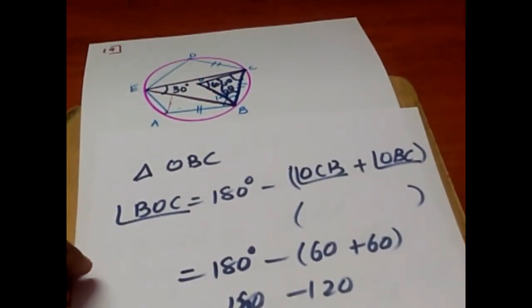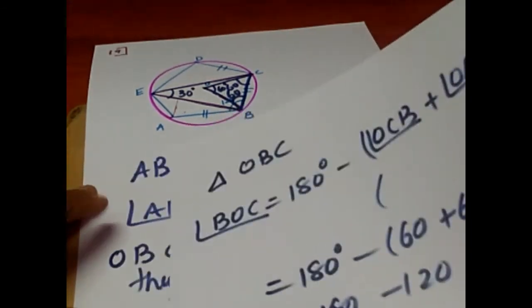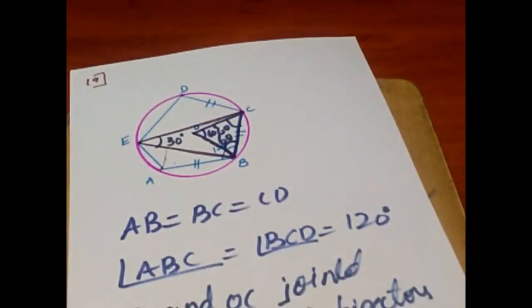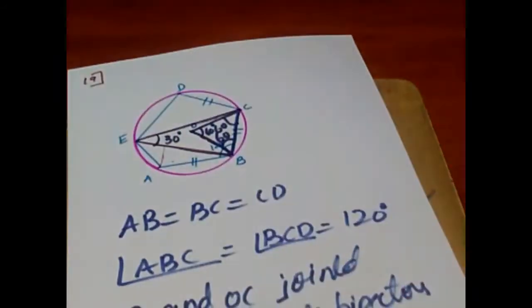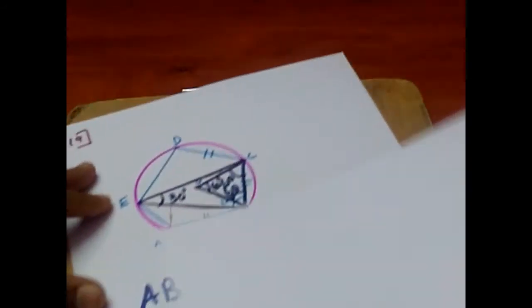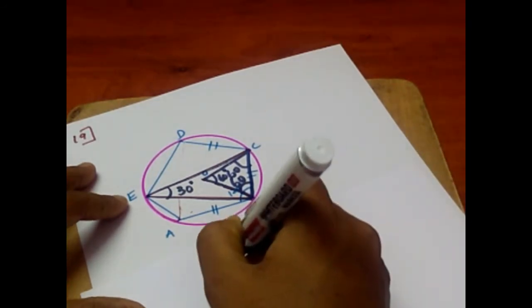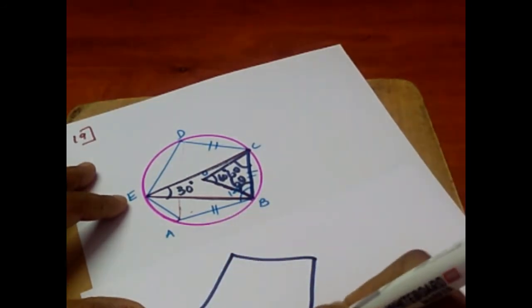Point number 2, angle BED. How to find angle BED? Any idea? Observe the diagram. Very simple. With the help of the given diagram, you can notice BCDE is a cyclic quadrilateral.